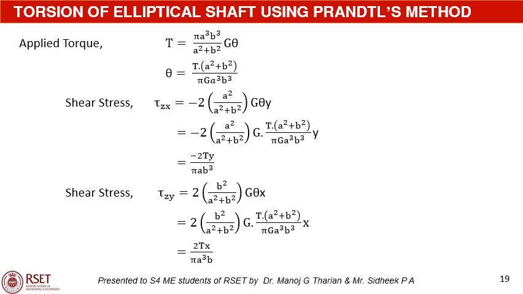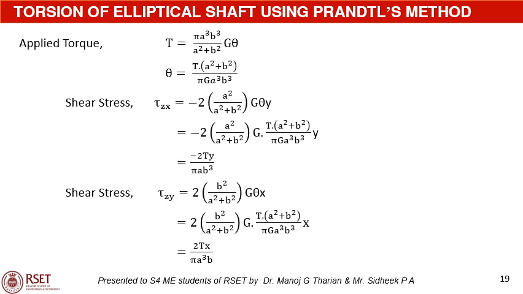Consider the expression for the shear stress component tau zx. Tau zx = −2 (a²/(a² + b²)) Gθ y. Substituting for theta in the above expression, we get tau zx = −2 (a²/(a² + b²)) G T (a² + b²)/(π G a³b³) y, which is equal to −2Ty/(π a b³).